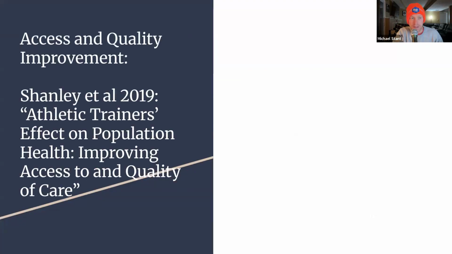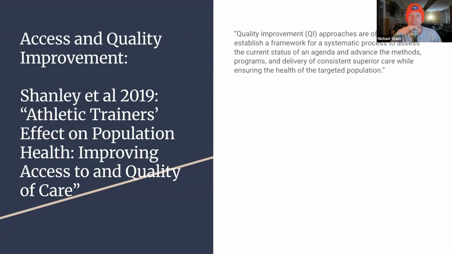So going back to access and quality of care, I just want to touch upon this real quick because we actually do have a study in athletic trainers for it: athletic trainers' effects on population health, improving access to and quality of care. This is a study done in 2019 with the high schools in South Carolina in an outreach model. Their whole goal was to utilize quality improvement, so make a framework and have a systematic process: we noticed these injuries occurring, we looked at our data, we did this intervention, and after we did this intervention, this is what we saved. They did a very good job of adding a money value to all of it, so it was pretty cool.